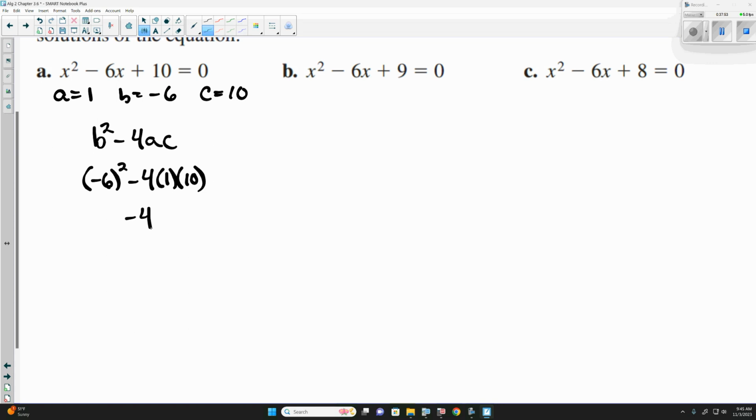Is that greater than 0, equal to 0, or less than 0? It's less than 0. Since this is less than 0, we have two complex solutions. Because if it's asking for the discriminant, number of solutions, and what they are, this is what we're looking for.